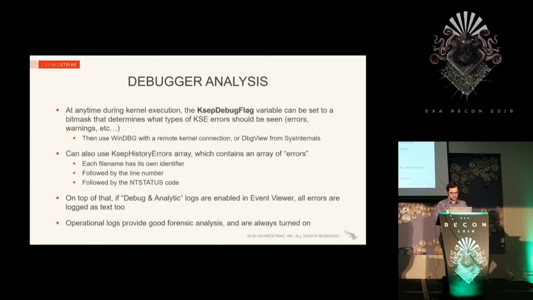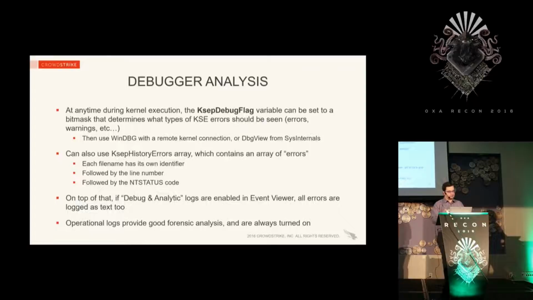Now from the debugger, there's a variable called ksep debug flag. And if you set ksep debug flag to a mask, you can then see all errors, all warnings, any information from the debugger, the kernel debugger, the kernel shim engine, because KAC has debug prints everywhere. It even has an array called ksep history errors, which contains an array of all the errors. And you get the file name and the module ID and the status code where an error happened.